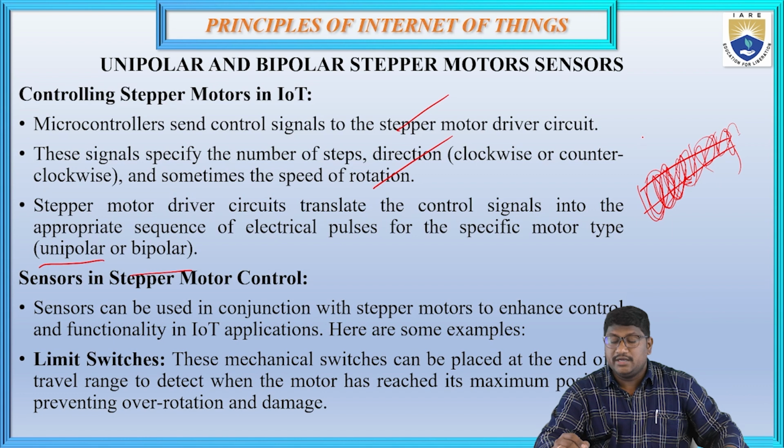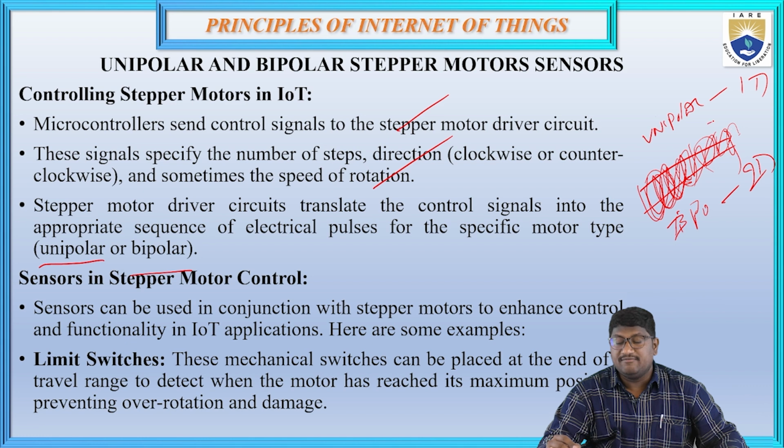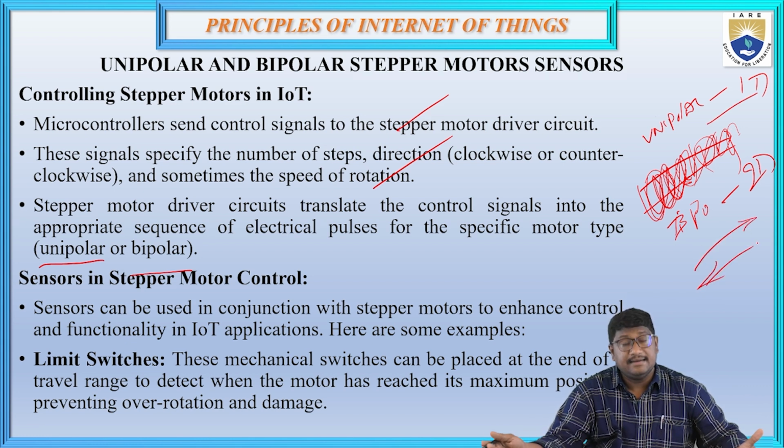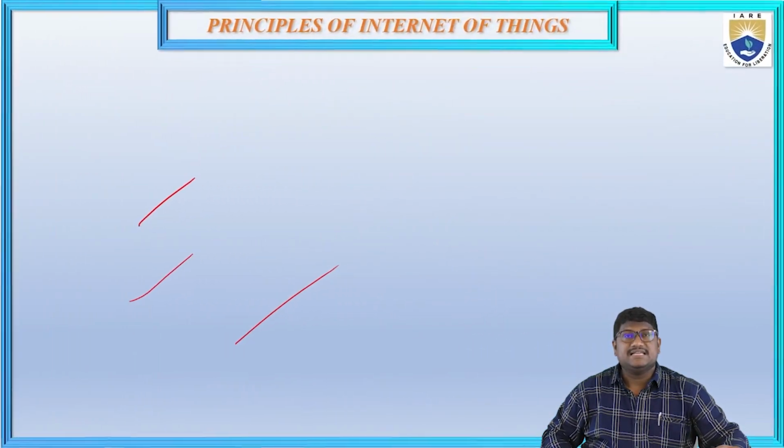So in unipolar, only one direction. In bipolar, two directions. Got it? Only one way in one case, and in the other it can travel both ways. That is why sensors have to be placed in stepper motors.